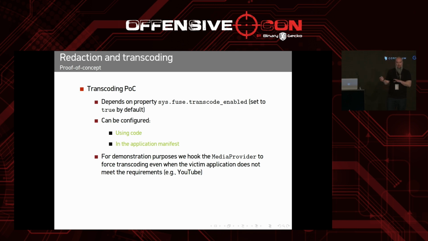Now, even though this is enabled, this doesn't mean that transcoding will be used automatically. So for transcoding to be enabled, the source application doing the media access needs to use either specific APIs to force the transcoding, or it needs to have certain attributes in its manifest to indicate that certain high-definition video formats are not supported. But for demonstration purposes, and because I'm using YouTube for this proof of concept, I hook the media provider to force transcoding.